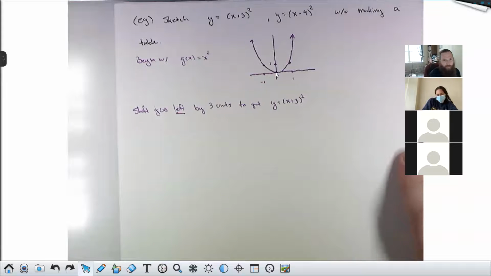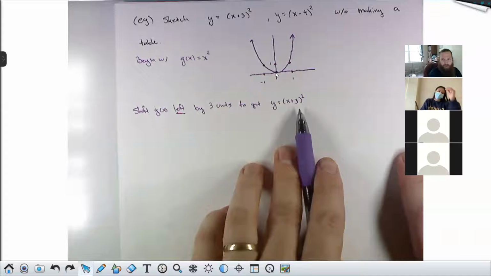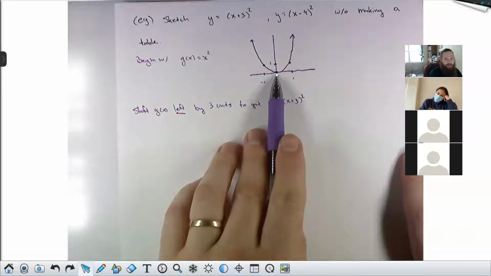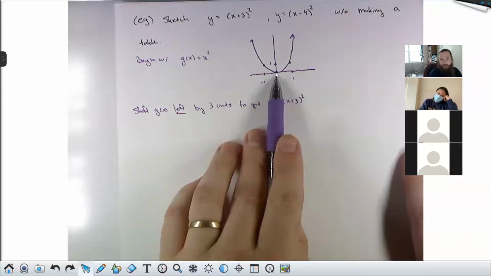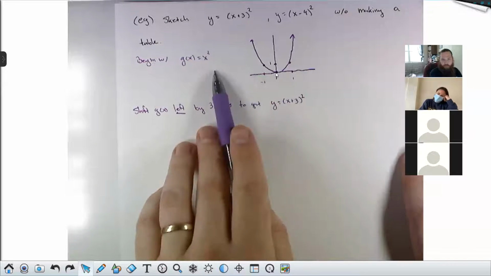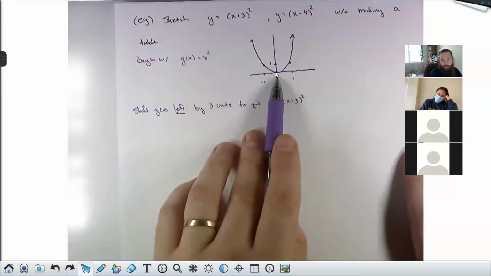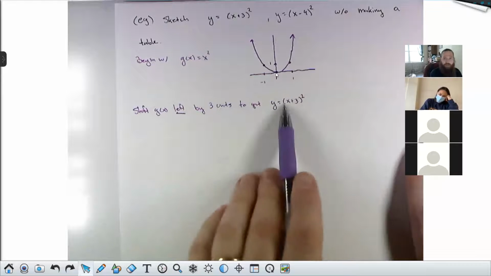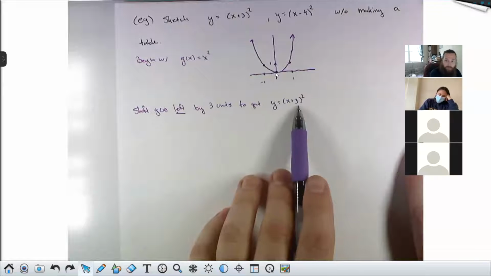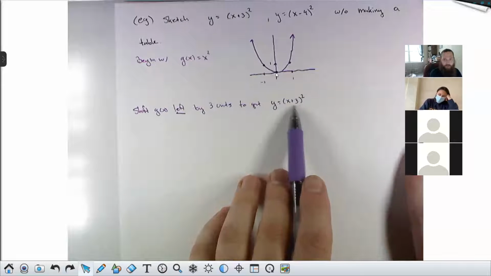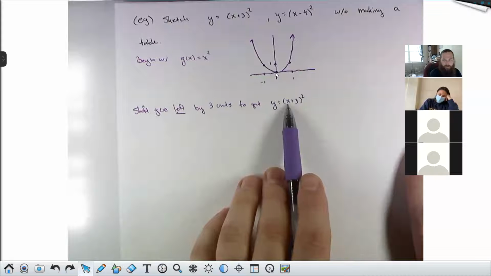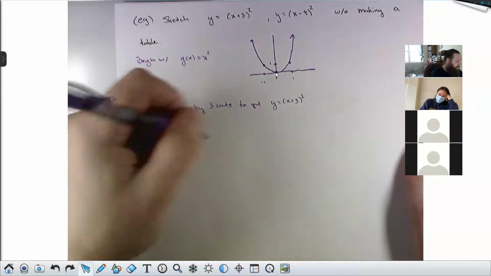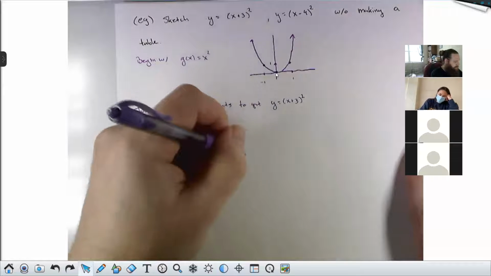And you might ask, why is that the rule? Why is adding 3 on the inside shifting me left? Isn't adding 3 like going to the right? But you have to think about what input is necessary to get the output 0, say. So in the original, g of x equals x squared, if you plug in x equals 0, you'll get 0 out, and that's your vertex. To get 0 out from this guy, the inside of these parentheses needs to be 0. And the only way to do that is to make x -3. So adding 3 on the inside moves you to the left by 3, which is exactly what we said.